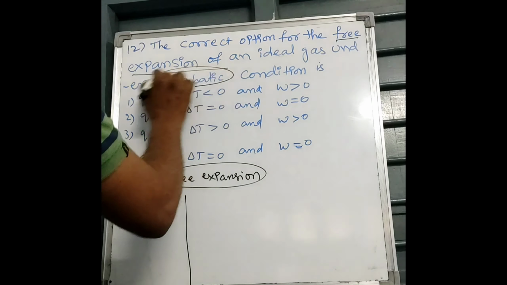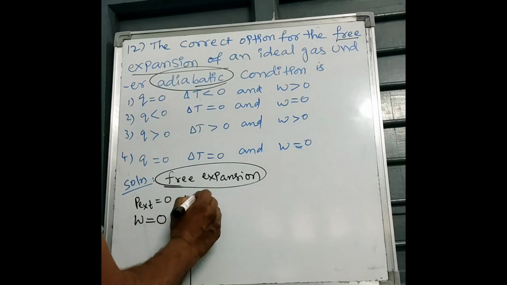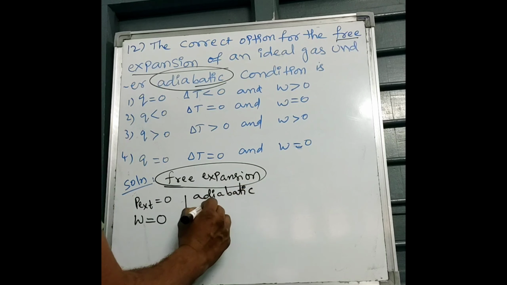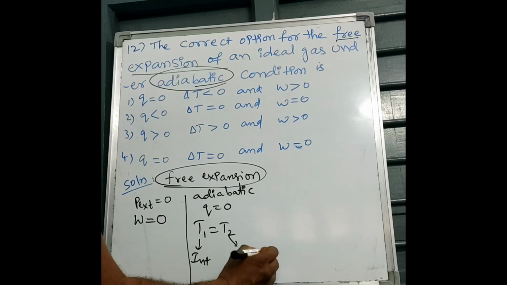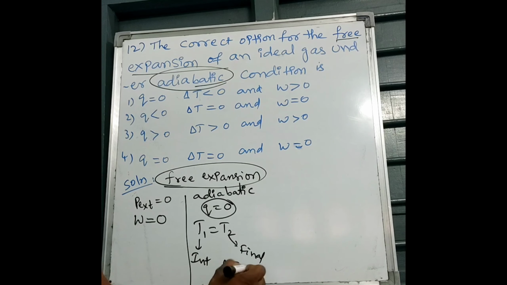And this is an expansion under adiabatic condition. For an adiabatic process, Q also equals 0. When Q is 0, T1 equals T2, so there is no change in temperature between the initial temperature and final temperature. When there is no change in temperature, delta T is also 0.